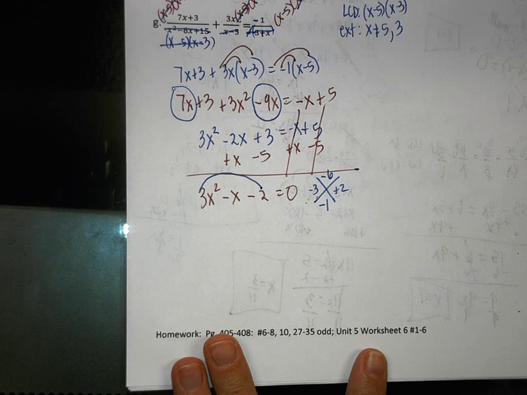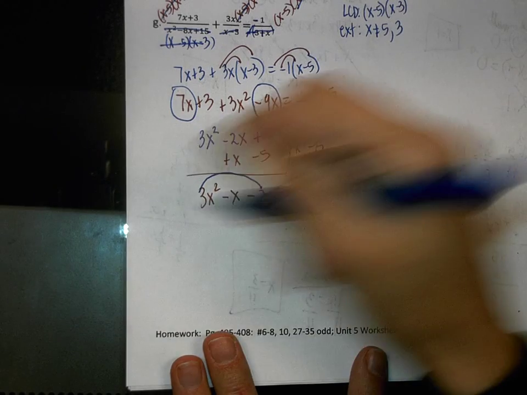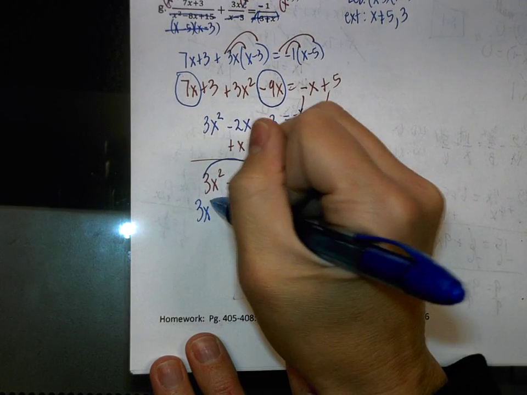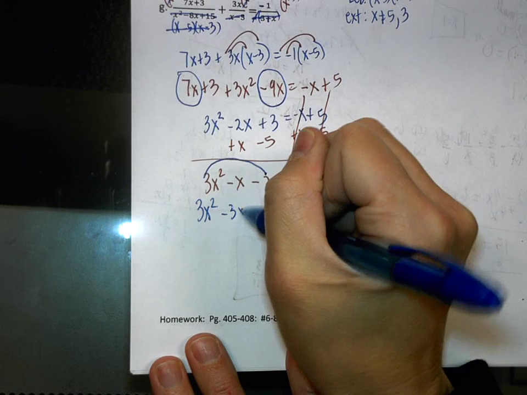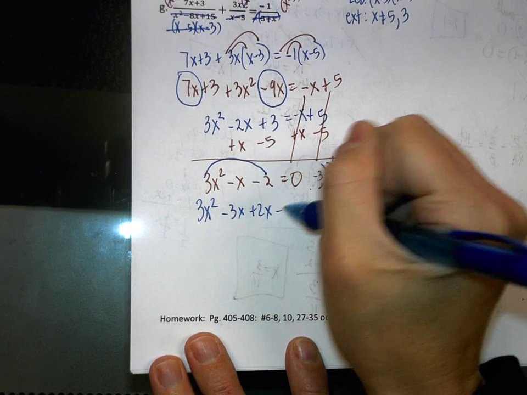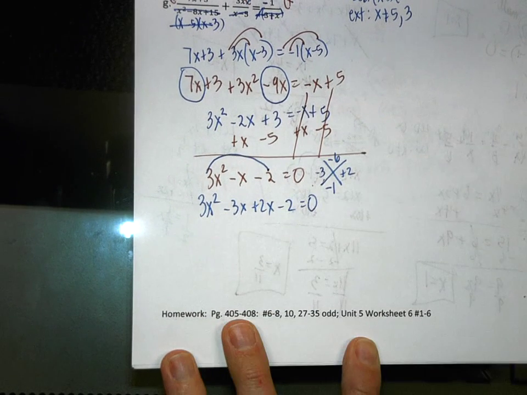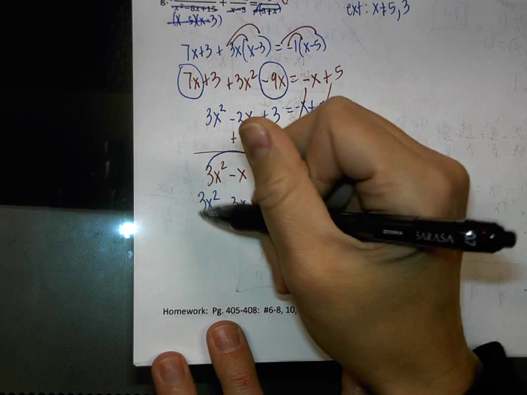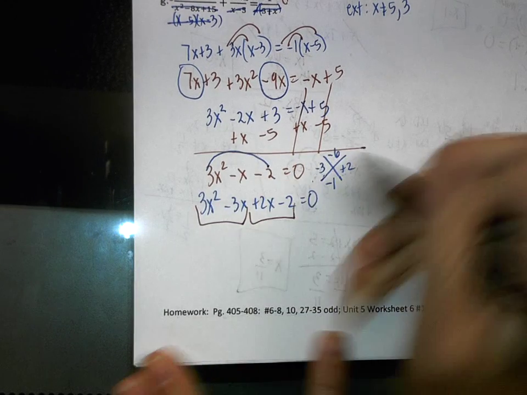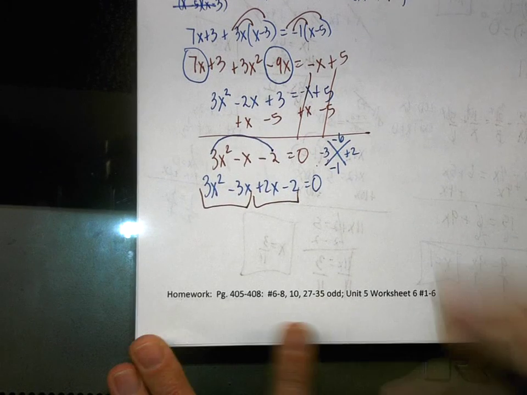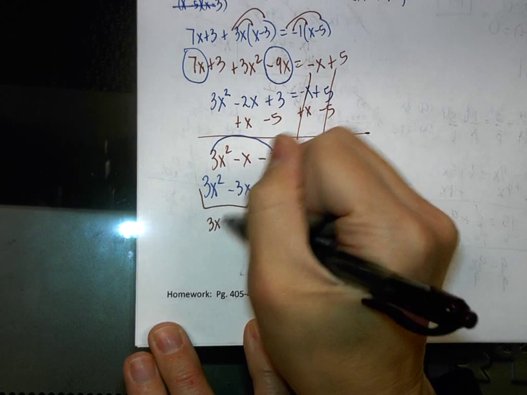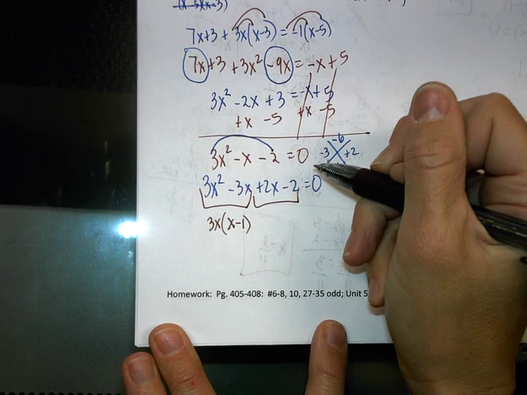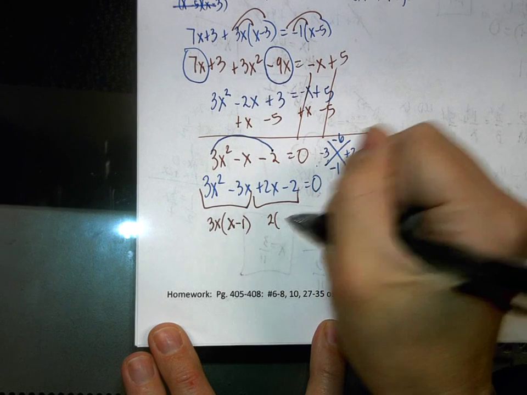Okay, so how do I end up writing it out over here? 3x squared minus 3x plus 2x minus 2. Perfect. And then because I have 4 terms, I'm going to factor by grouping. Okay? And so my first group, what can I factor out? 3x. Good. And I'm left with x minus 1. Second group, I can take out a 2. 2 and I'm left with x minus 1.